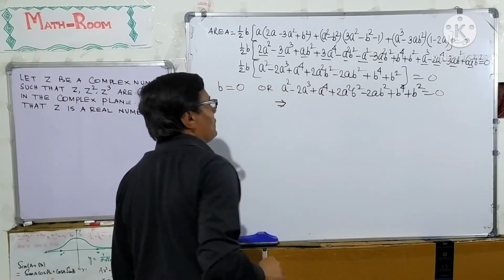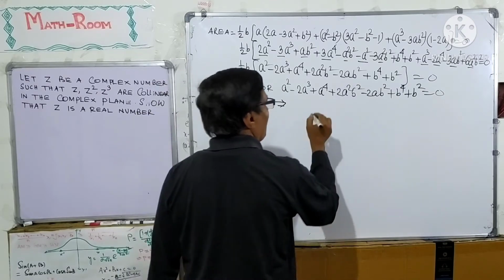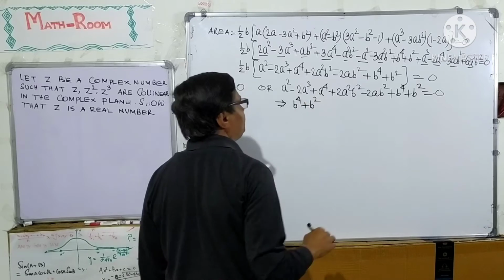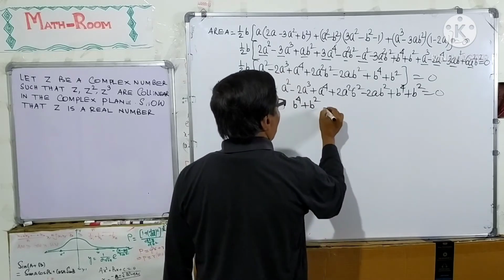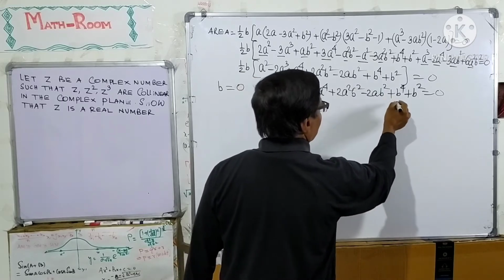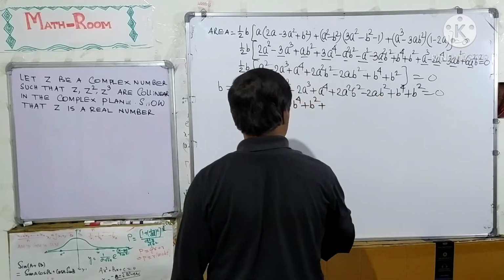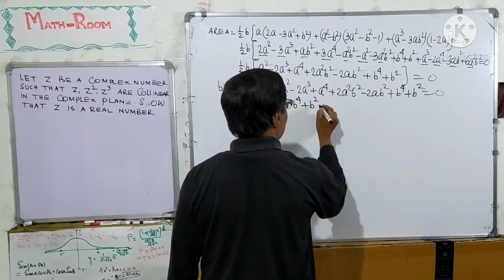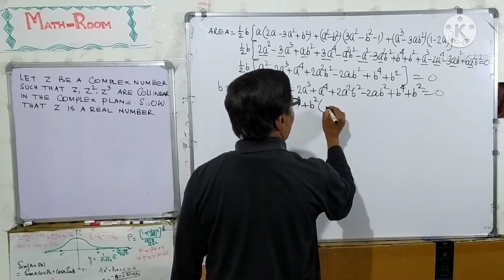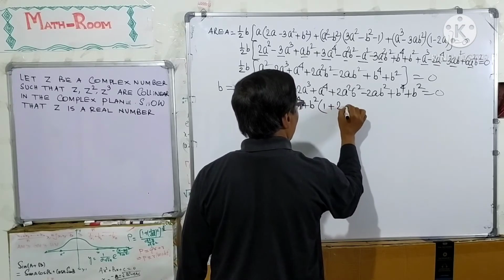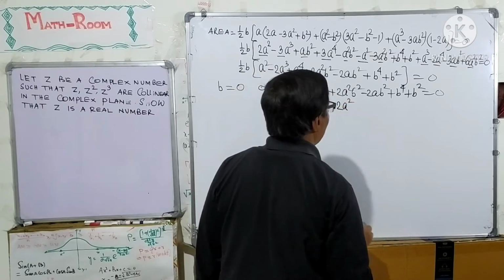which implies b4 plus b square into 1 plus 2a square minus 2a.